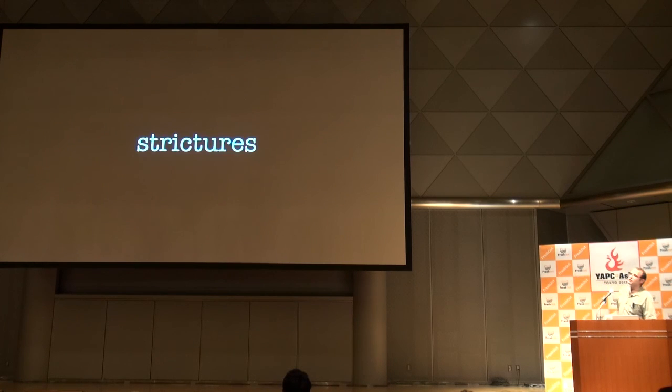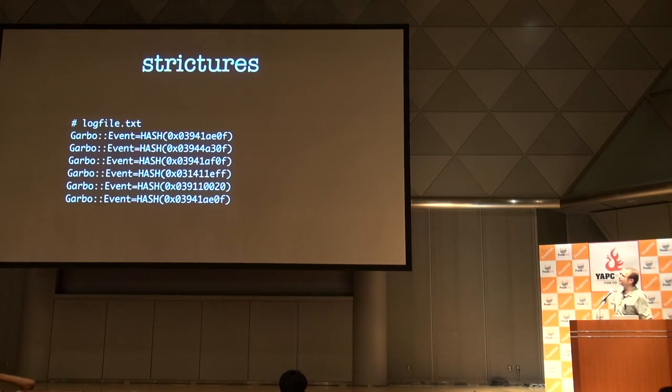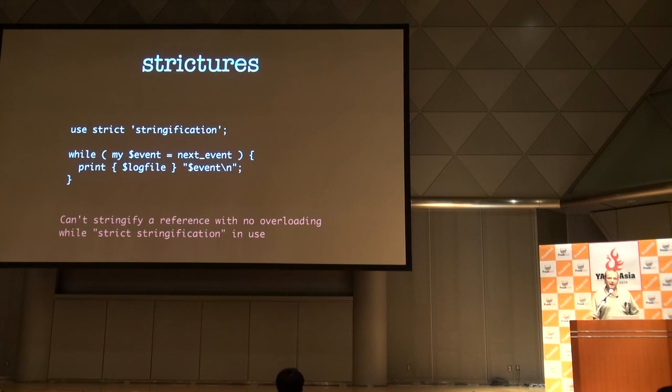We want to apply the same thing to strictures, too. What if we want a new kind of stricture? Here, we're pulling events out and printing them to a log file. Seems totally reasonable until after 6 days of operation, you look at your log file and you find this. Oh, right. What if you could have strict stringification? You can't accidentally stringify a reference that doesn't support it. Well, we can't just add that to Perl if all strictures turn on when you say use strict. But if we have the ability to have new strictures added, we can add this.